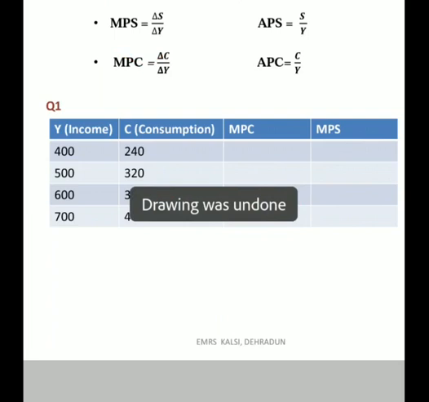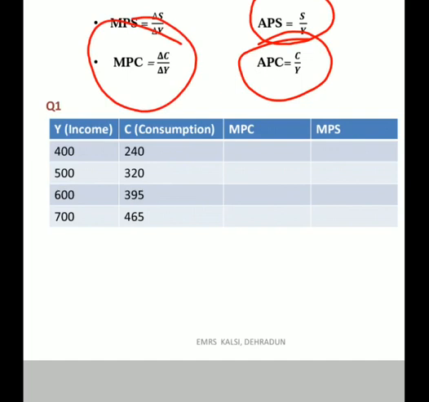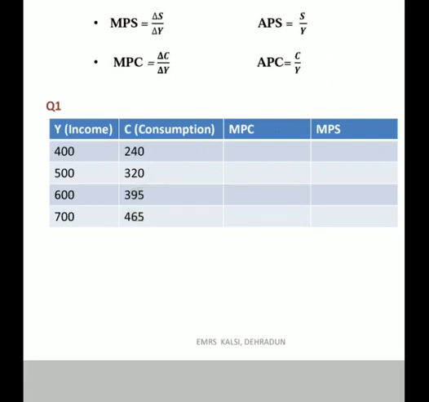Now what does this APS mean? Savings upon Y. Okay, APC means consumption upon Y. MPC means delta C upon delta Y, means change in consumption upon change in income. Okay, so these are the basic formulas which might be asked in your MCQ, and in numericals they will be used. Okay, so now let us see our first question here.